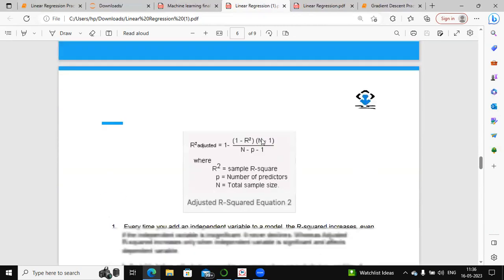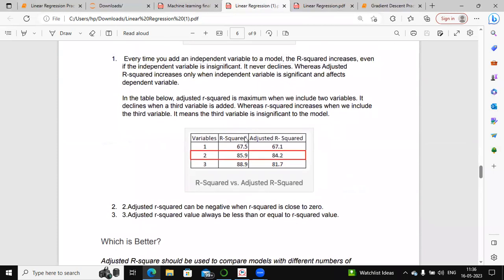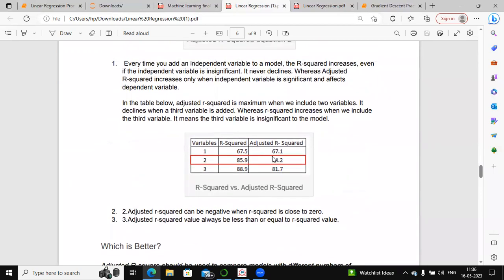So it will penalize, like let's say, take this example. I also want to say R squared will always keep on increasing. It won't decrease. Whereas adjusted R square will decrease if there is an independent variable that has no effect on the dependent variable. Okay. So you could see when we have one variable, we have R squared 67.5% and adjusted R squared 67.1%.